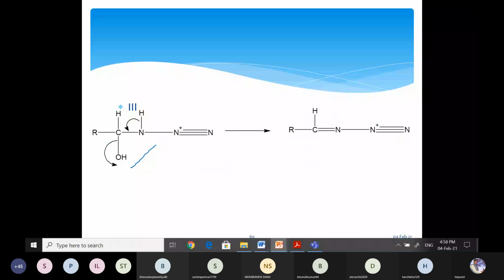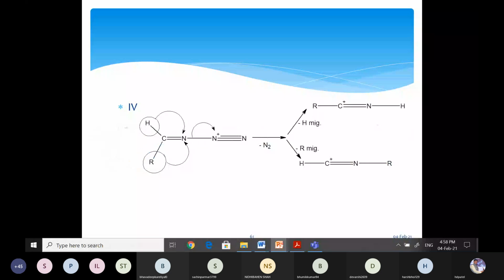From this, as we have discussed, the next step is dehydration. So dehydration will take place, and by dehydration we will get, first of all, C plus by removal of OH minus. Then nitrogen is pulling electron from the hydrogen, so a double bond will form over here, and as a result RCH double bond N and N plus triple bond N will form. So it is called a simple dehydration step. After dehydration, removal of N2 gas will take place.